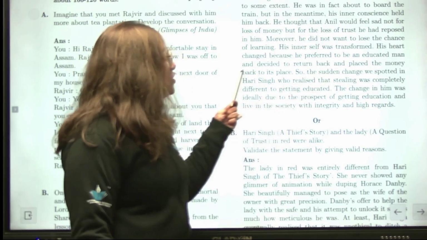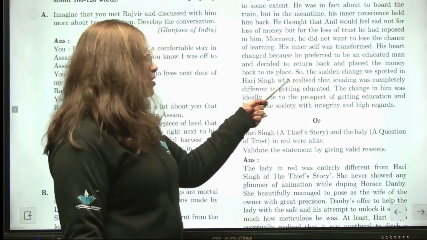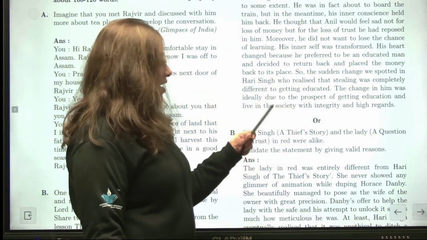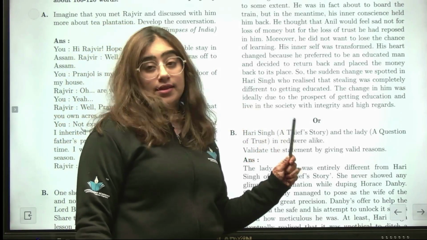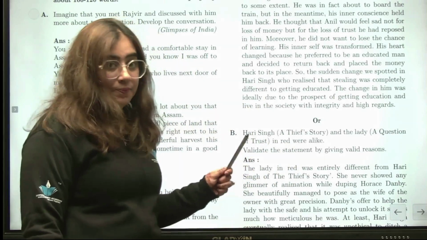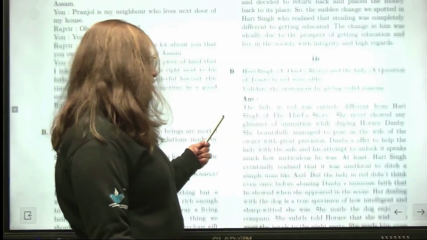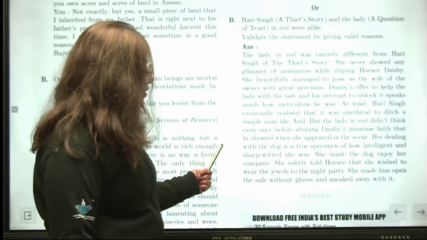So, the sudden change we spotted in Hari Singh, who realized that stealing was completely different from getting educated. The change in him was ideally due to the prospect of getting education and life in society with integrity and high regard. Alright, now let's see the other part. Hari Singh, a thief's story, and the lady in red from A Question of Trust were aligned, while he did the statement by giving valid reason.